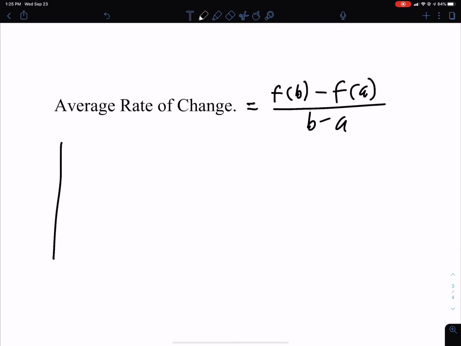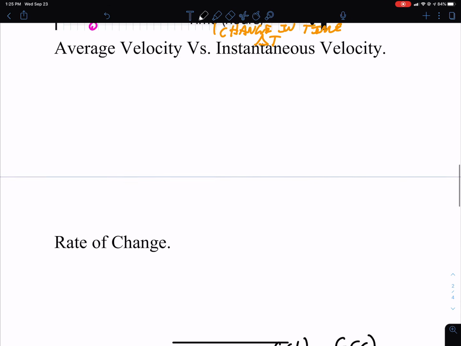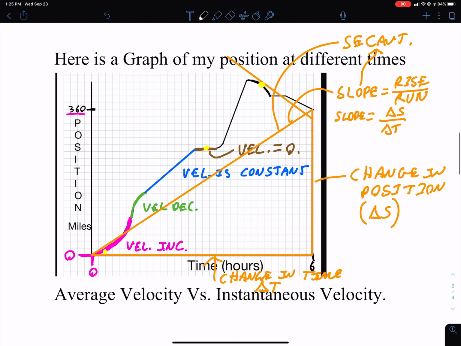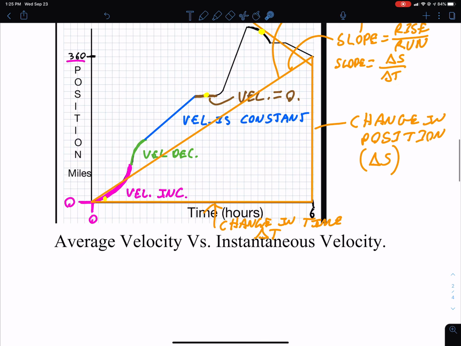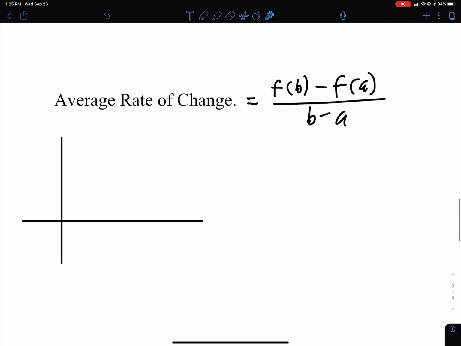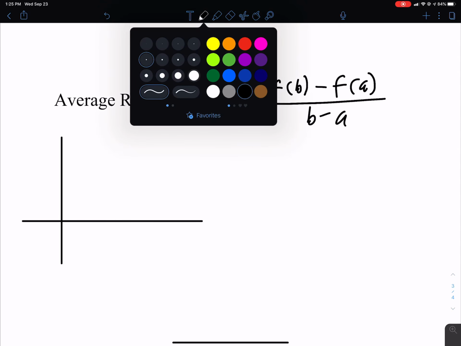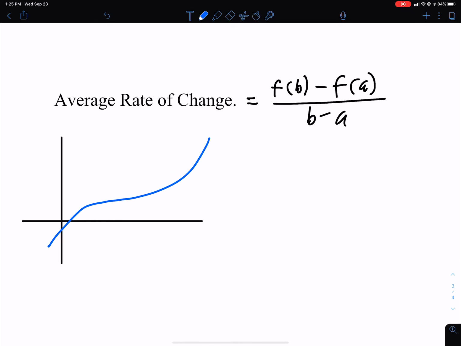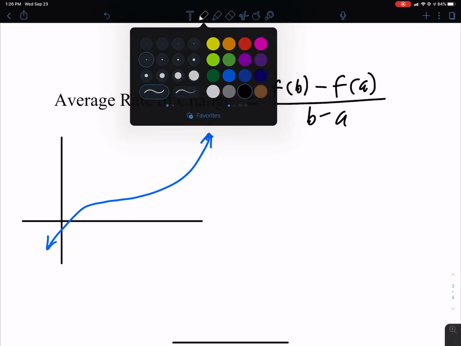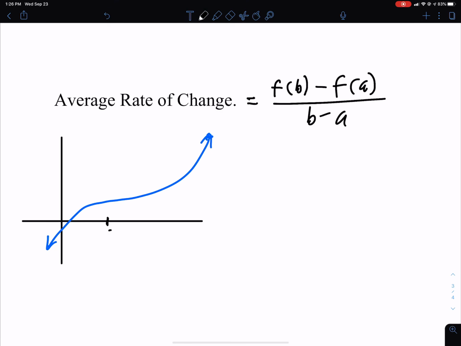So what does that mean? I'm just going to draw you a graph. And so you can see, that's just this formula here. It's going to be the rise over run, or change in s over change in t. Let me show you on this graph. I'm going to draw a function. And I'm going to label some points here. I'll call this A, call this B.